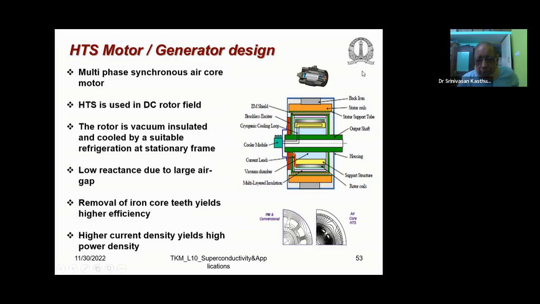For example, in this figure, you can see a photograph of the actual motor or generator. And this is the stator coil. And this is the rotor coil, which is attached. It is cooled by the cooler module. So the output shaft is somewhere here. And this shows you the air core HTS and the conventional core systems. The magnetic field line distributions are shown.